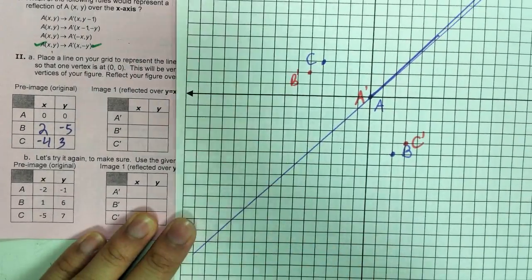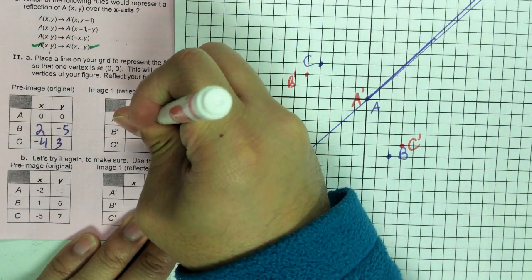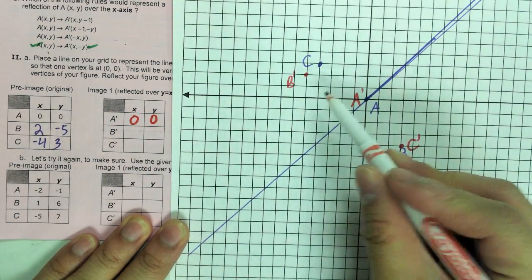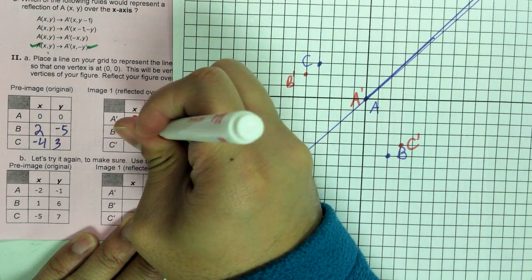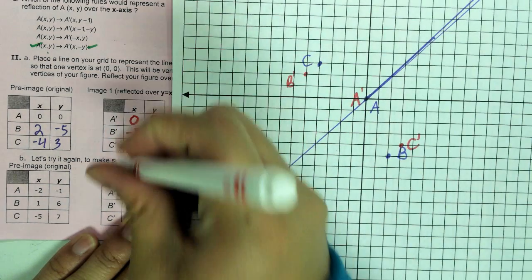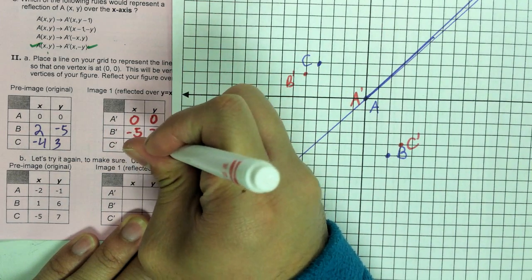So now writing my new sets of points. A prime stays at 0, 0. B prime is now at negative 5, 2. And C prime is now at 3, negative 4.